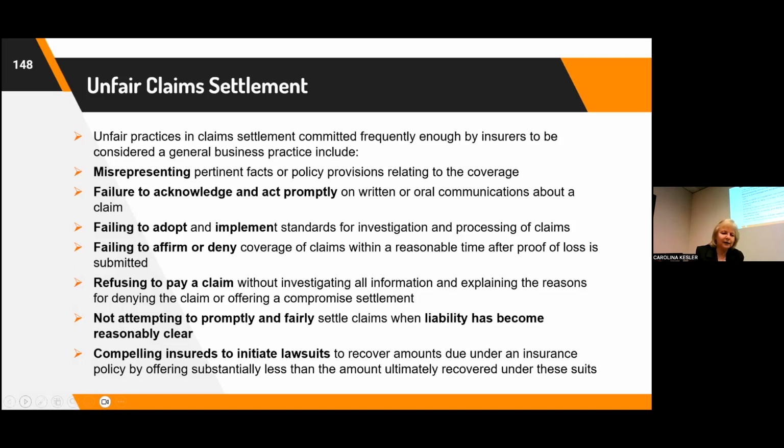That's a test one right there. Not attempting to promptly and fairly settle claims when liability has become reasonably clear. That's often on the test also. And compelling insureds to initiate lawsuits to recover amounts due under an insurance policy by offering substantially less than the amount ultimately recovered under these suits. That's often on the test as well. Any one of those 3 would be an answer. Okay.